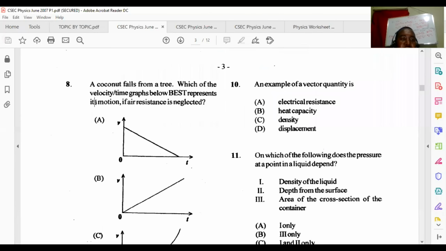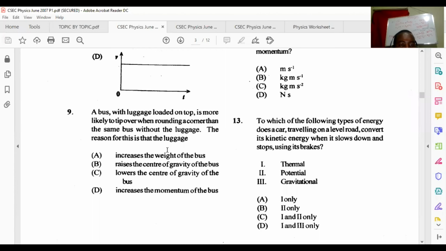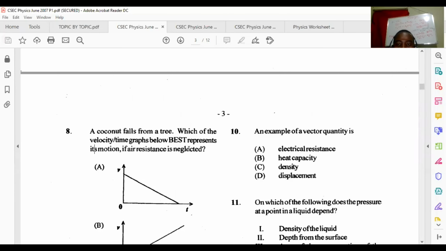All right, so 8. A coconut falls. All right, so we haven't done our graphs as yet, so we're going to leave that one until next time. All right, an example of a vector quantity is question 10.